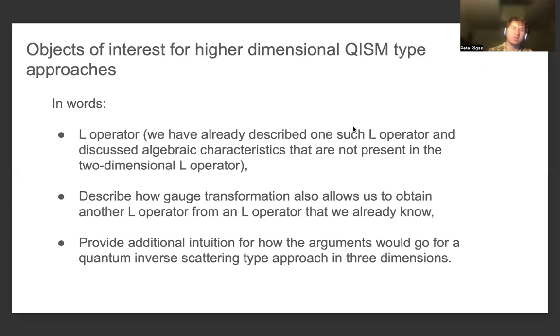And so objects of interest for high-dimensional QISM type approaches, in words, include the fact that we have an L operator, one such L operator of which we have already described along with its algebraic characteristics that are not present in the 2 dimensional L operator. We'll also describe how the gauge transformation can allow us to obtain another L operator from an L operator that we already know, and we can provide additional intuition for how the arguments would go for a quantum inverse scattering type approach in 3 dimensions.